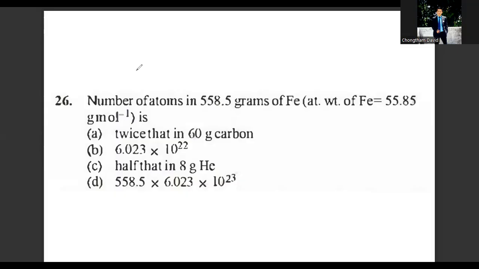Now question number 26, number of atoms in 558.5 grams iron is. So iron, number of moles we can find easily. It has 558.5. So the difference is only 100. Sorry, only 10 moles. 10 moles corresponds to 10 Avogadro's atoms. So this number of 60 gram of carbon will be equal to 60 divided by 12. This gives 5 moles. So 5 moles of Avogadro's number.